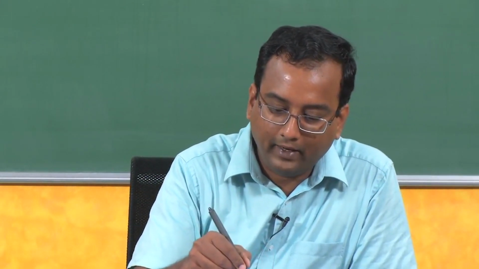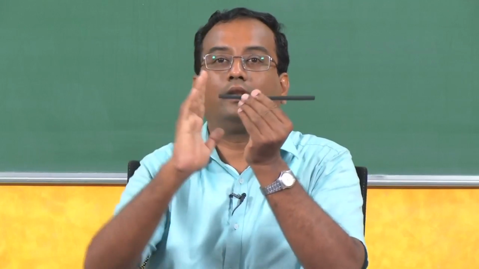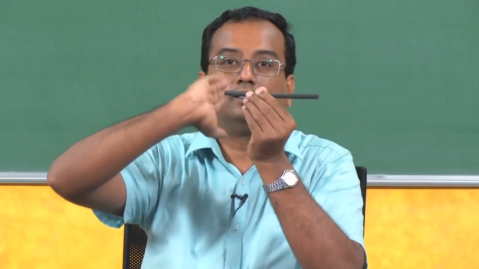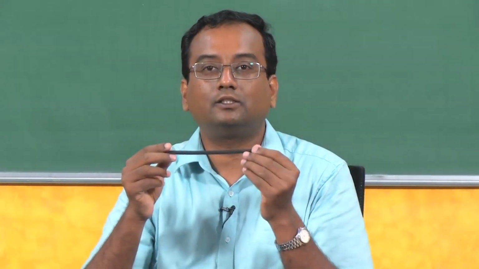The stress resultants are the net force and net moment that will act at the cut surface because of this traction. The net force acting in the axial direction is given by P, which is the integral of sigma xx dAx. Vy and Vz are the shear forces. This is the axial load. The shear force Vy in the cut surface acts like this, and the shear force Vz acts like this. The axial force P acts in this direction. Those are the stress force resultants.